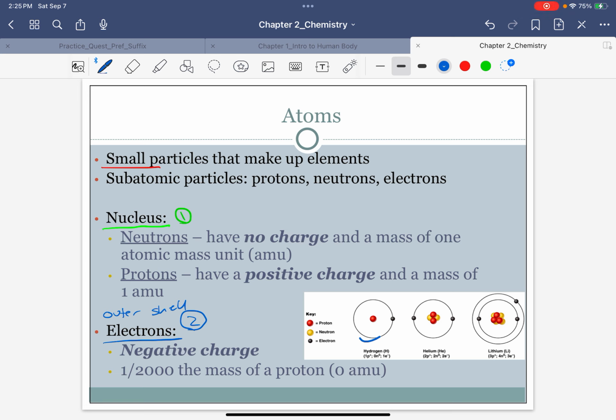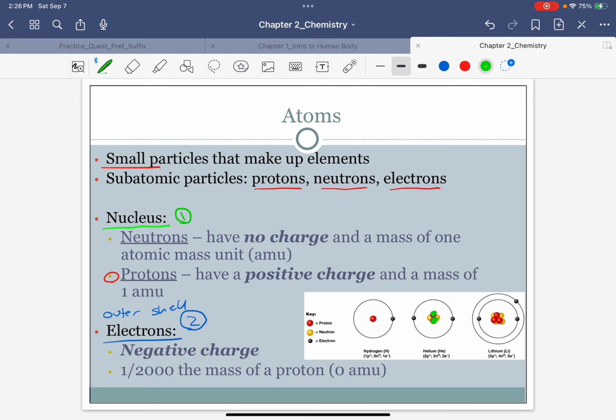Now we're going to identify where we find the three subatomic particles. So each atom has three subatomic particles: protons, neutrons, and electrons. Let's talk about where these are and what charge they have. Let's first look at protons. Protons are in the nucleus. Here, they're red. I'm going to circle it in as green, but here are the protons. So protons are found in the nucleus.